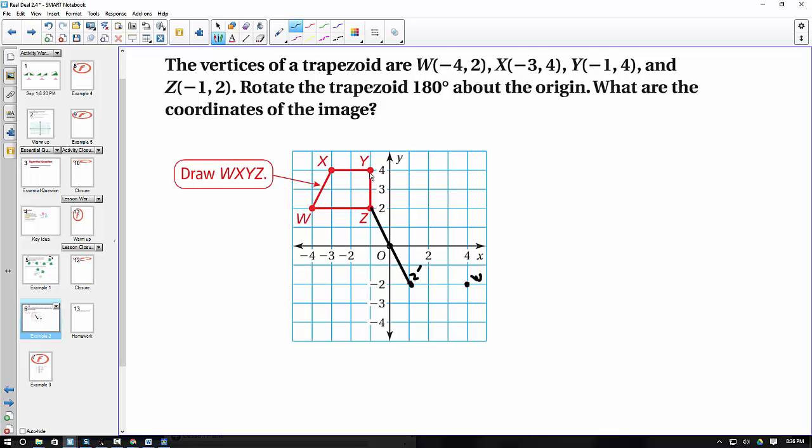I'm then going to go over here and figure out this one. So my point to the origin is over 1, down 1, 2, 3, 4. So I'm going to go over 1, 2, 3, 4. And this is my Y term.